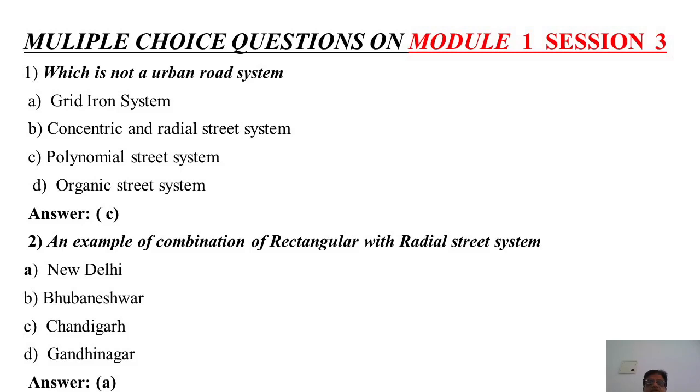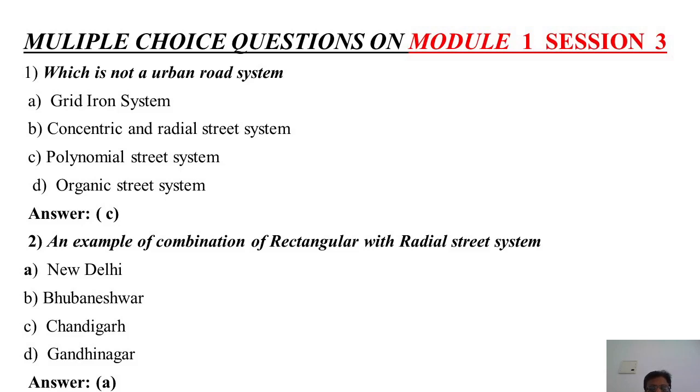Let's solve some multiple choice questions on the topic just now for the session. First one, which is not an urban road network or system? Grid iron system, concentric and radial street system, polynomial street system, organic street system. Answer is C, polynomial street system. These are all road systems, but this is not an adopted or a regular street system.